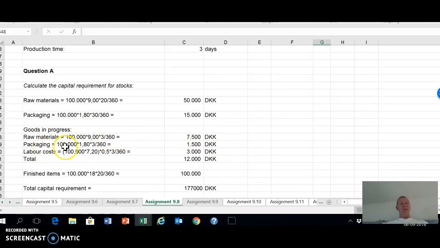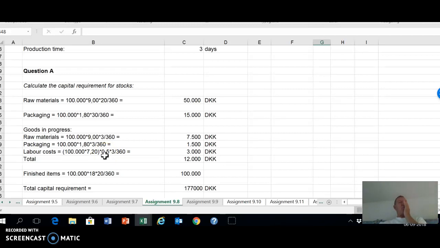Same story with packaging, 100,000 multiplied by 1.8 divided by 360 and multiplied by 3 days, because the packaging is also in the production department all 3 days. But the labor, it's only in average, every product will be half finished. So therefore, we have to say 100,000 multiplied by 7.2, but only half, because we divide by 360 and multiply by 3 days, but in average, we have only spent half of the labor.